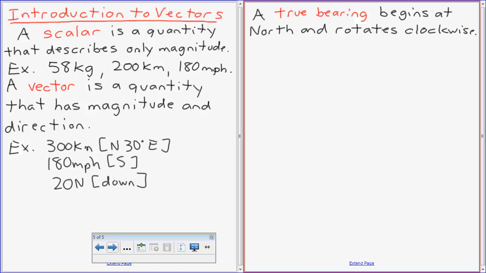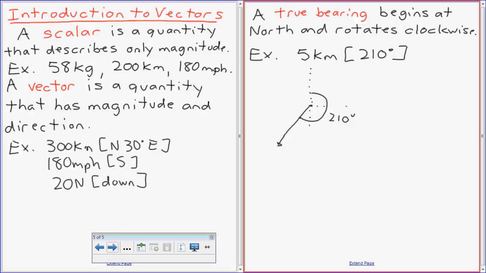So my example for this is if I say 5 kilometers at 210 degrees, okay? What that means is you're starting north and you're rotating clockwise 210 degrees. So there's straight north, there's 90, 180, this distance right there is 210 degrees. Okay.